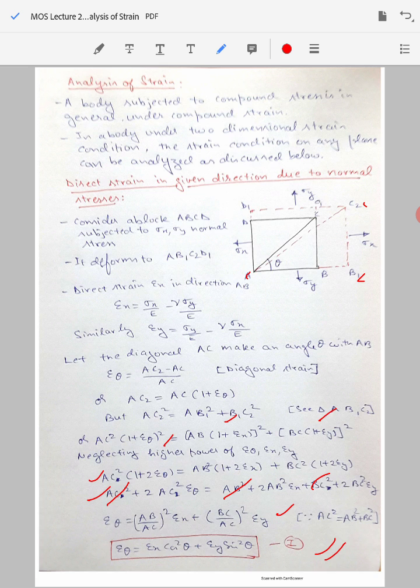Okay, so if you know the strain epsilon x and the strain epsilon y, you can determine the strains at angle theta from the x-axis. And you know epsilon x and epsilon y because you have calculated them using these two expressions from sigma x and sigma y. You can always calculate the value of epsilon x and epsilon y.